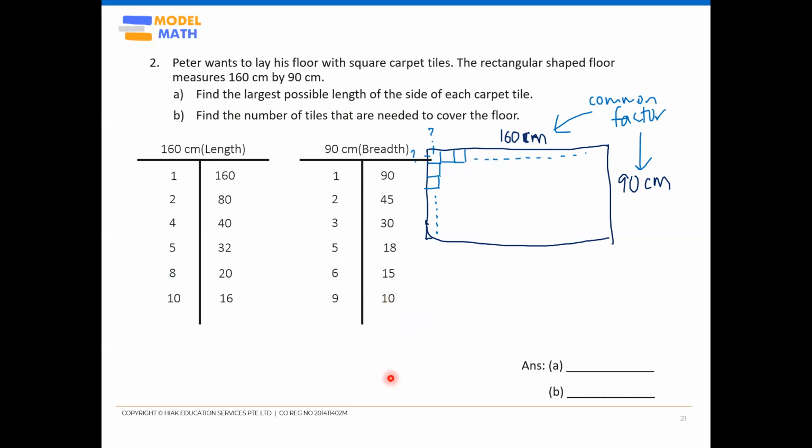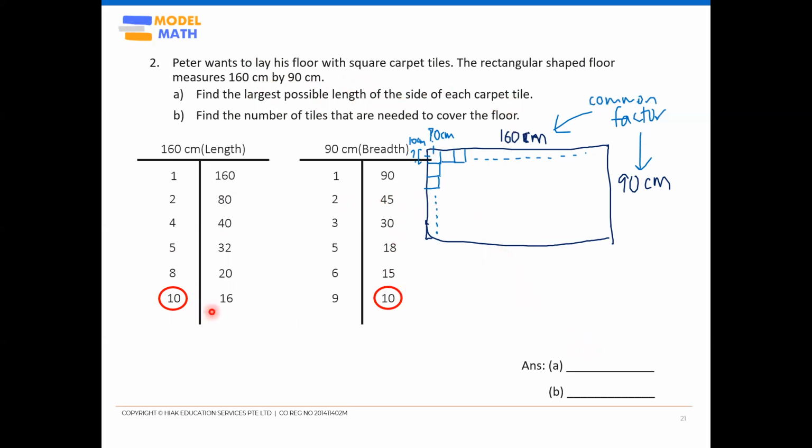All right. So now, like I said, we want to find the largest possible factor, okay? Because the question mark is our largest common factor between these two. So largest common factor, I hope you can observe, is actually your 10. Okay, so what does this 10 mean? When you circle 10 really, so what? What does this 10 represent? So 10 represents your amount of cm for the side of the square tile. That means now I know that this will be 10 cm. This side also 10 cm. Okay. And that's it. Okay, so find the largest possible length of the side of each carpet tile. 10 cm is your answer for part A.